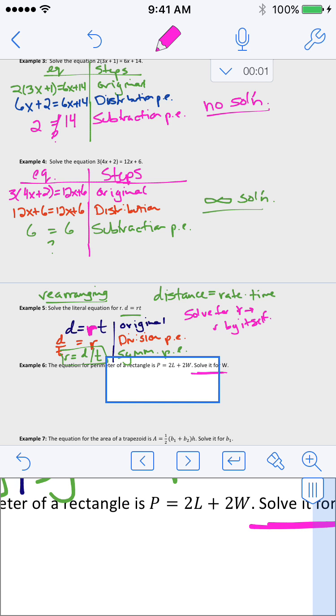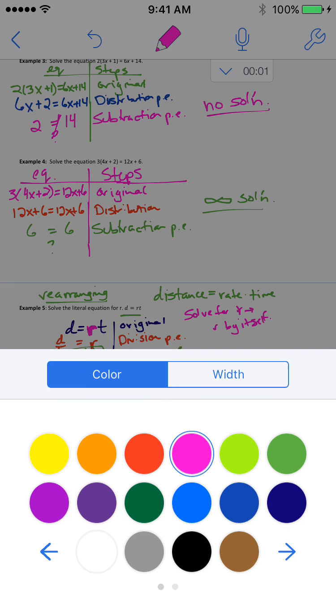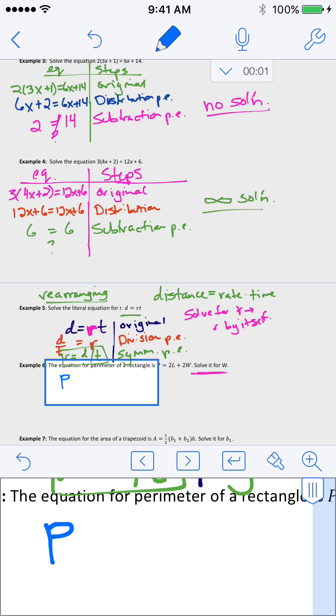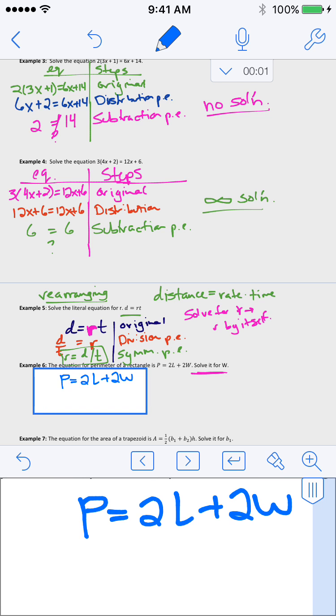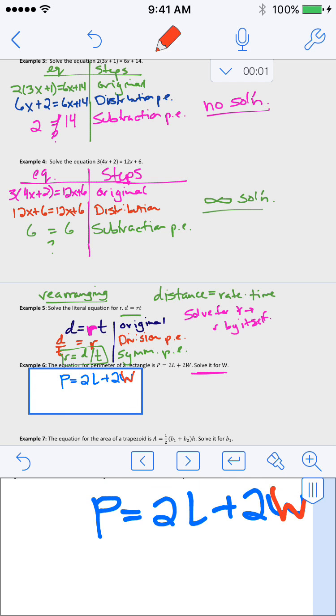So let's take this equation. I'm going to use blue. P is equal to 2L plus 2W, right? Now I'm going to mark up which one I actually want. So there's W. That's the one I want all by itself. So I'm going to start as far away from the variable as I can. First off, double check the variable is not on both sides. It is not. Okay, good.